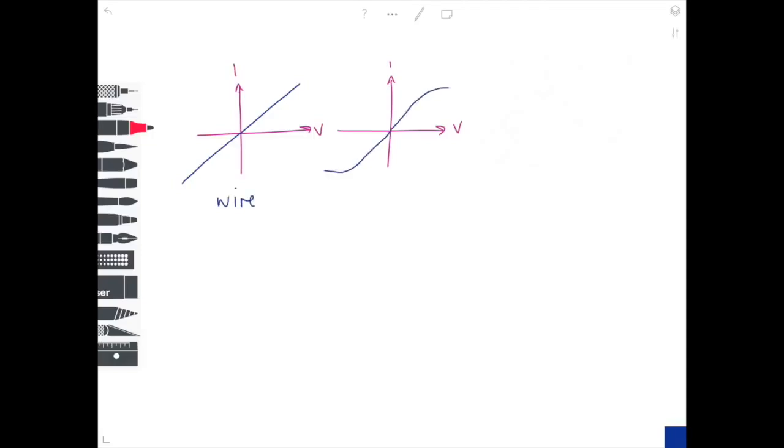You get a very different shape when you show a filament bulb, so a light bulb. This is not a proportional relationship. We've got a sigmoidal shape, an S shape, and the bulb therefore does not obey Ohm's law because there's no direct relationship between the two.